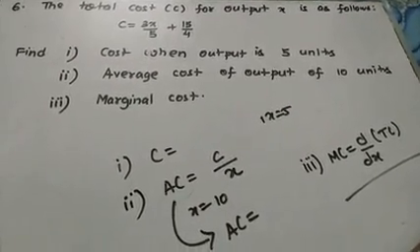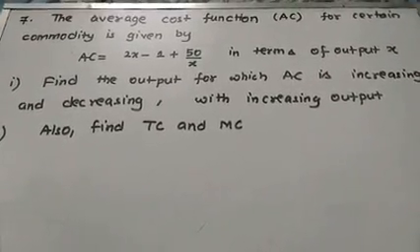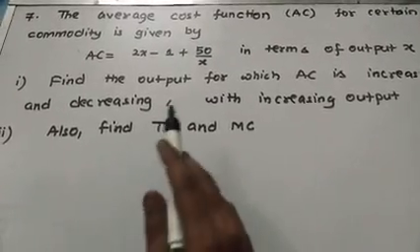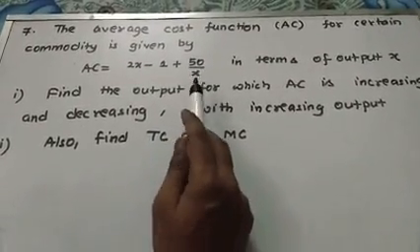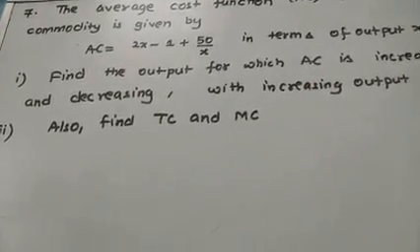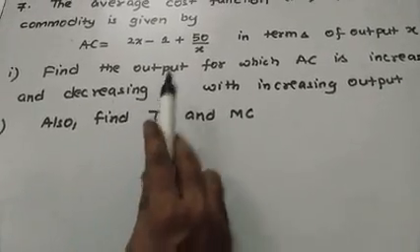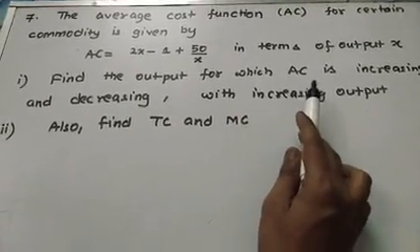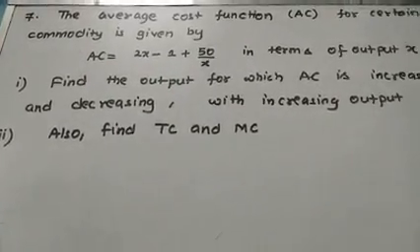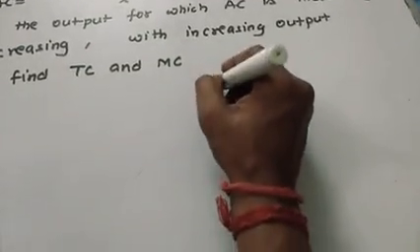Now question number 7. The average cost function AC for a certain commodity is given to you. AC equals 2x minus 1 plus 50 by x, in terms of output x. So the average cost is given to you. Now the first part of the question is: find the output for which average cost AC is increasing and decreasing with increasing output.